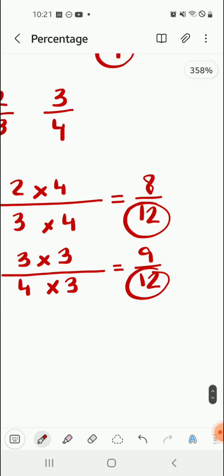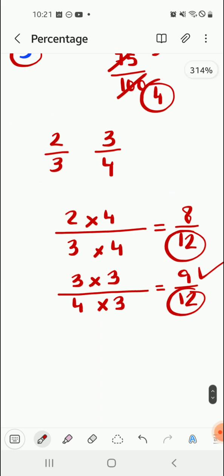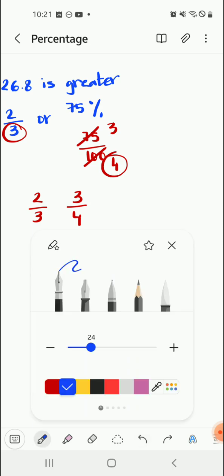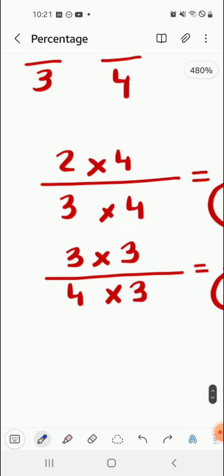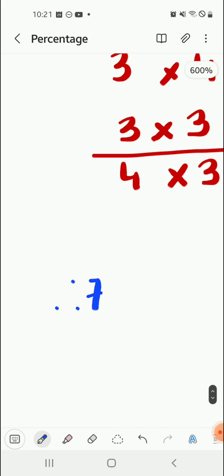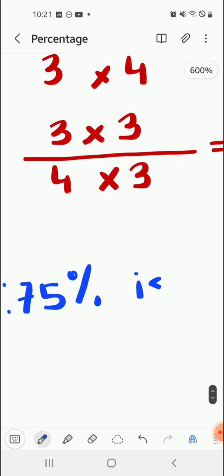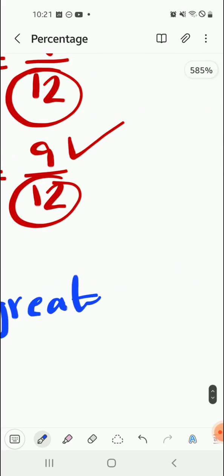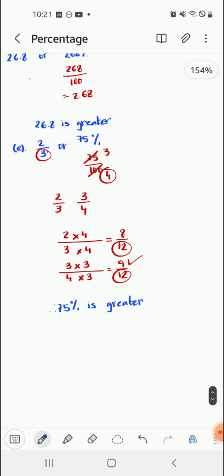So now you see 9 is greater than 8. Obviously, when the denominator is the same, we check the numerator. The greater numerator is the greater fraction. So 9 by 12 is greater, which is equivalent to 75% actually. So we are going to draw the conclusion and write the answer that 75% is greater. Remember to write the answer in the form the question is given. So do not write 3 by 4, write 75% is greater. That is something we have to be careful about, and write the answers accordingly.